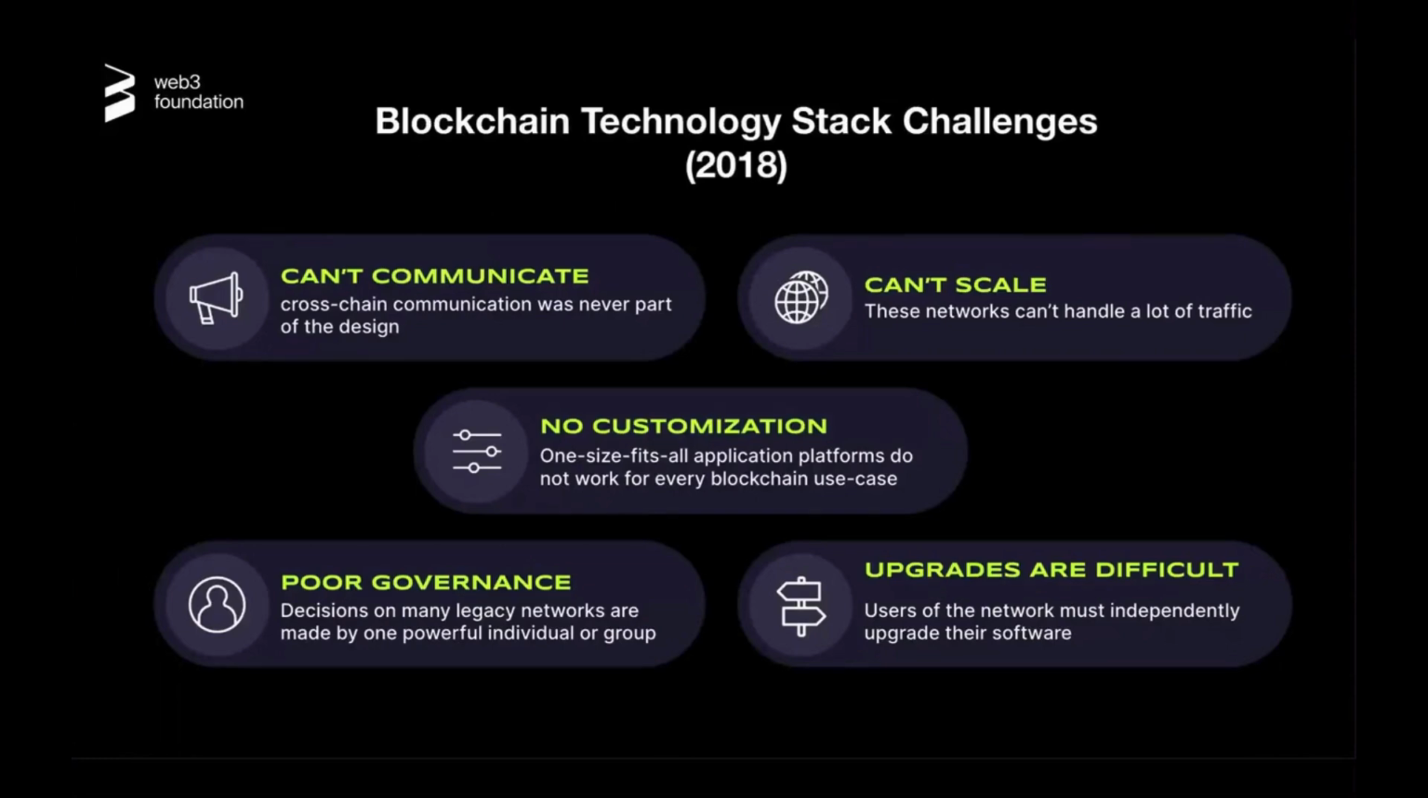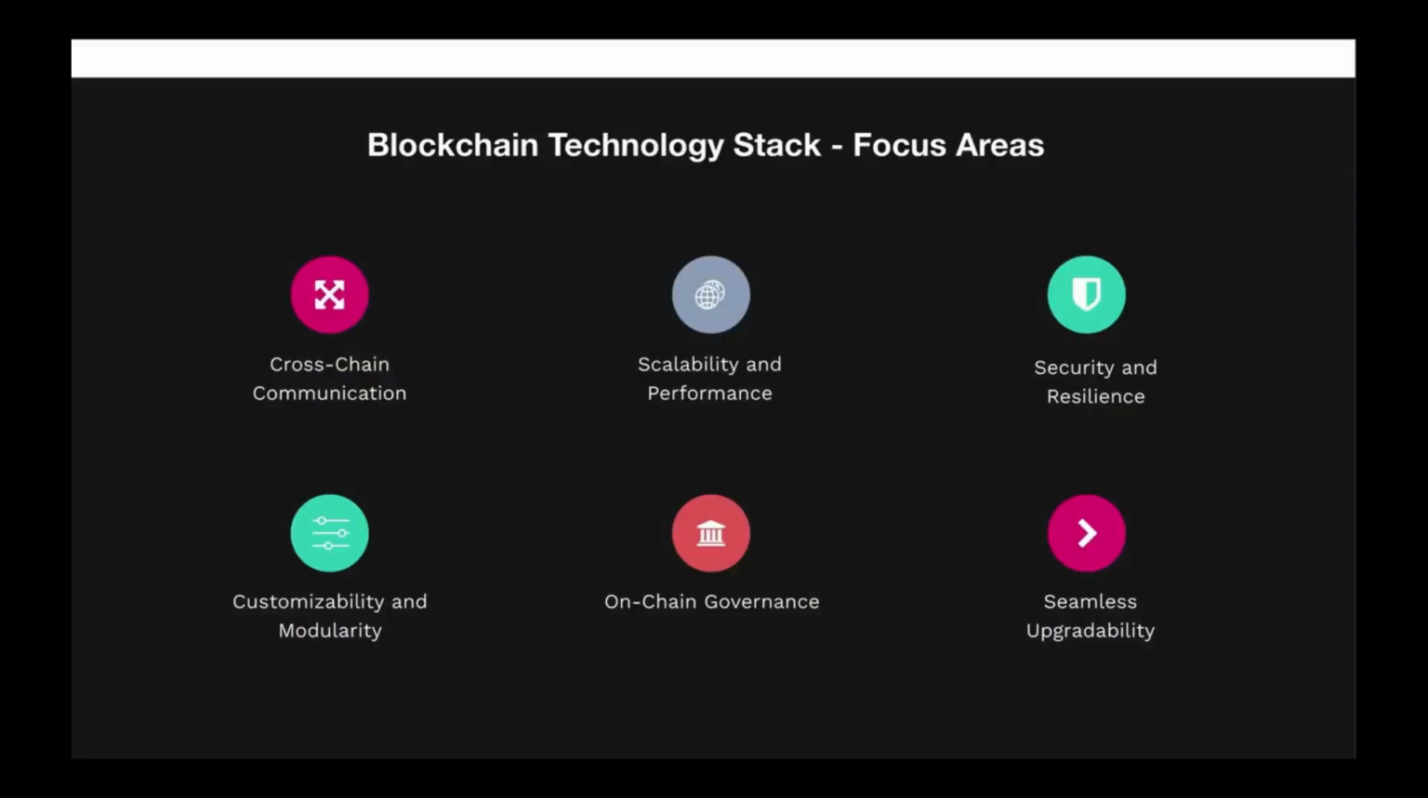The attempts to have on-chain governance had some setbacks, and the upgrades to the network had the potential to split the network into what we call forks. Hence, the focus has been on enabling interoperability between blockchains, improving scalability and performance, improving the security of the networks without burning a lot of energy, making the technology modular and customizable, moving governance of the network on chain, and finally, making the upgrades to the networks seamless, like updating an app on your phone.